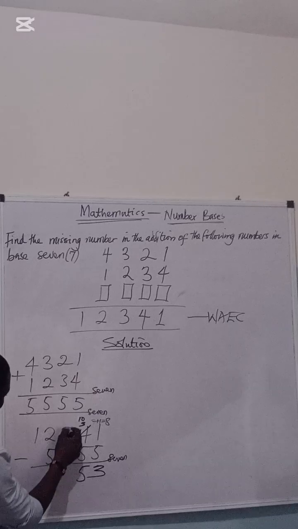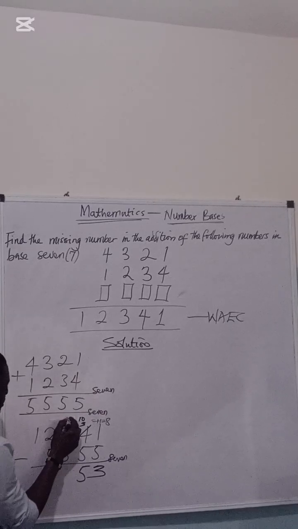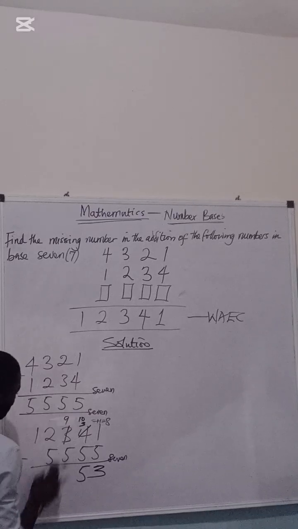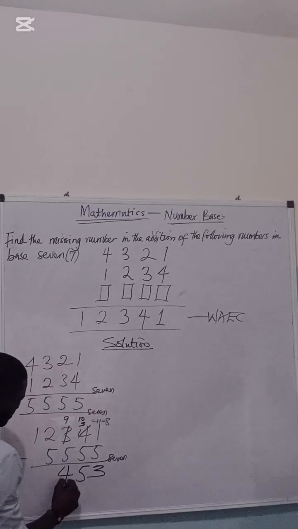Now, here is now 2. Now we're adding 7 to 2, which becomes 9, right? 2 plus 7 is 9. And 9 minus 5 is 4.